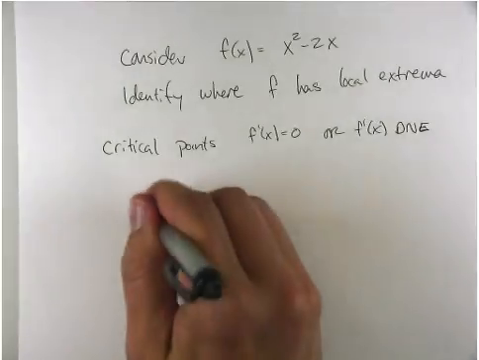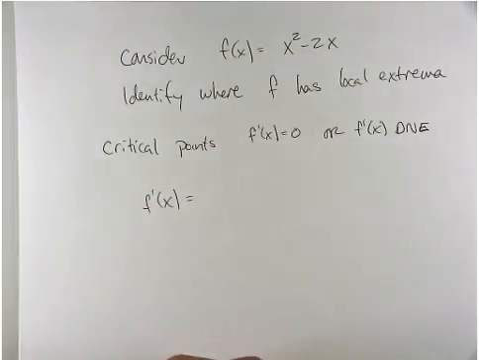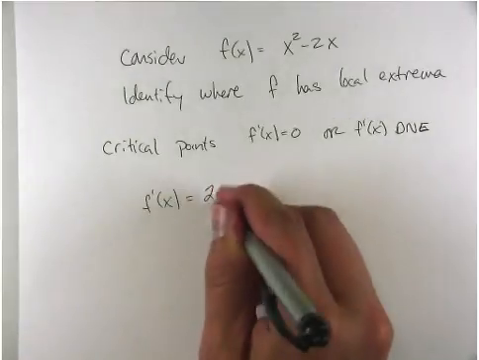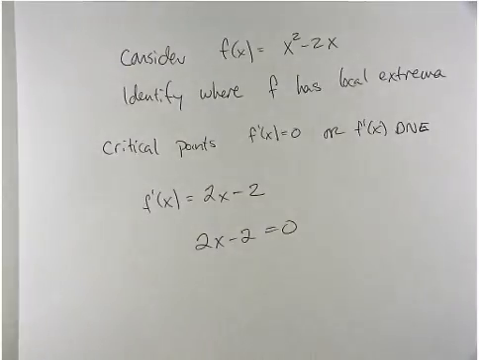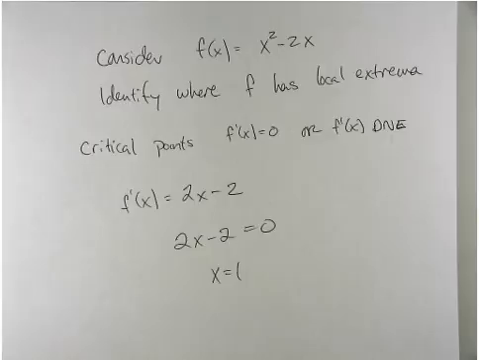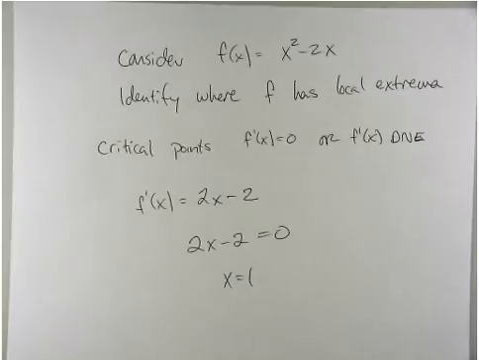So let's do that. F prime of x is what? 2x minus 2. So I'm going to take 2x minus 2, I'm going to set it equal to 0, and I get that x is 1. Does 2x minus 2 ever not exist? Is there any number out there that you can't double and subtract 2 from?